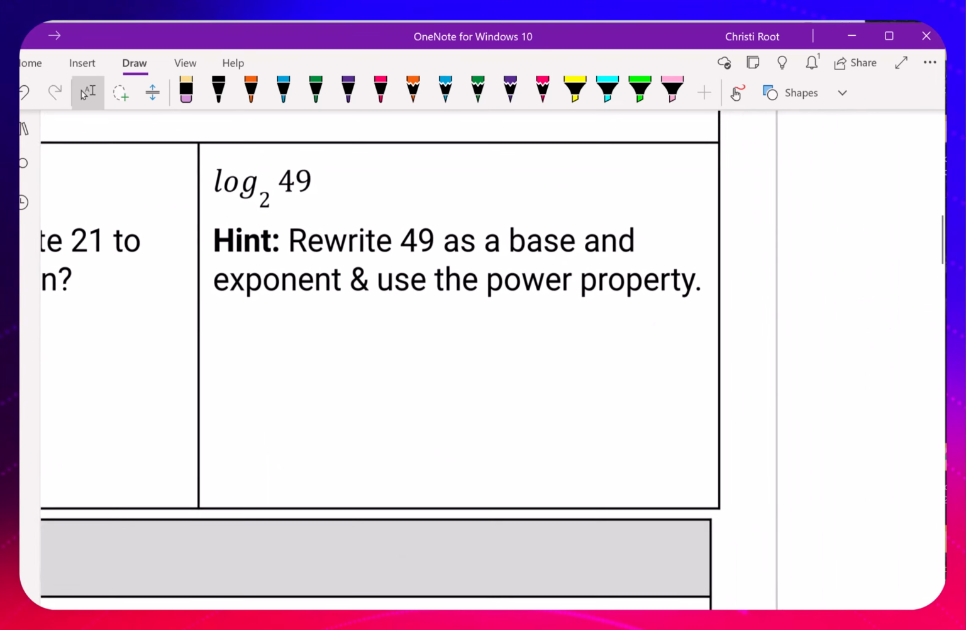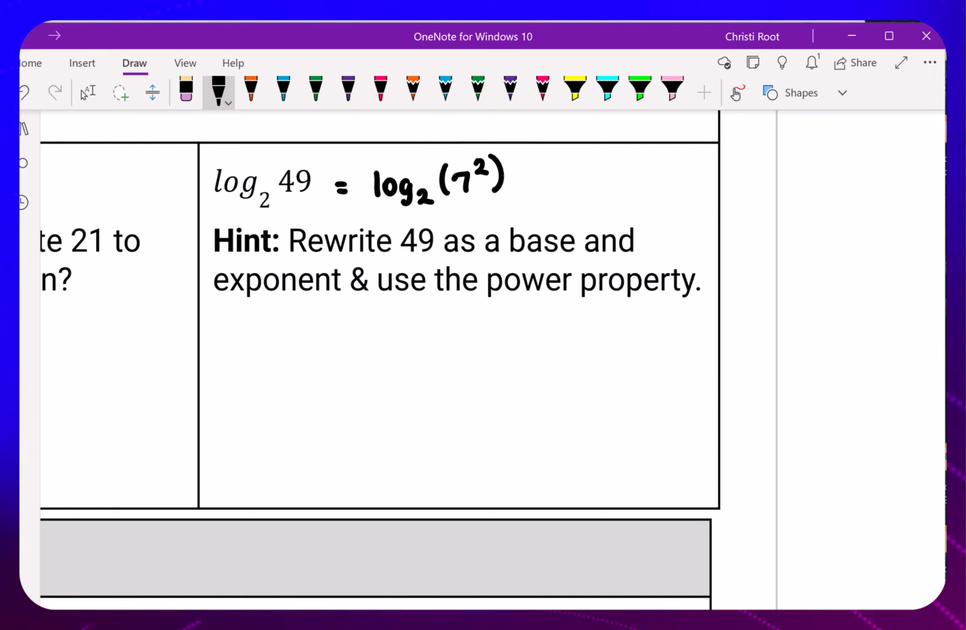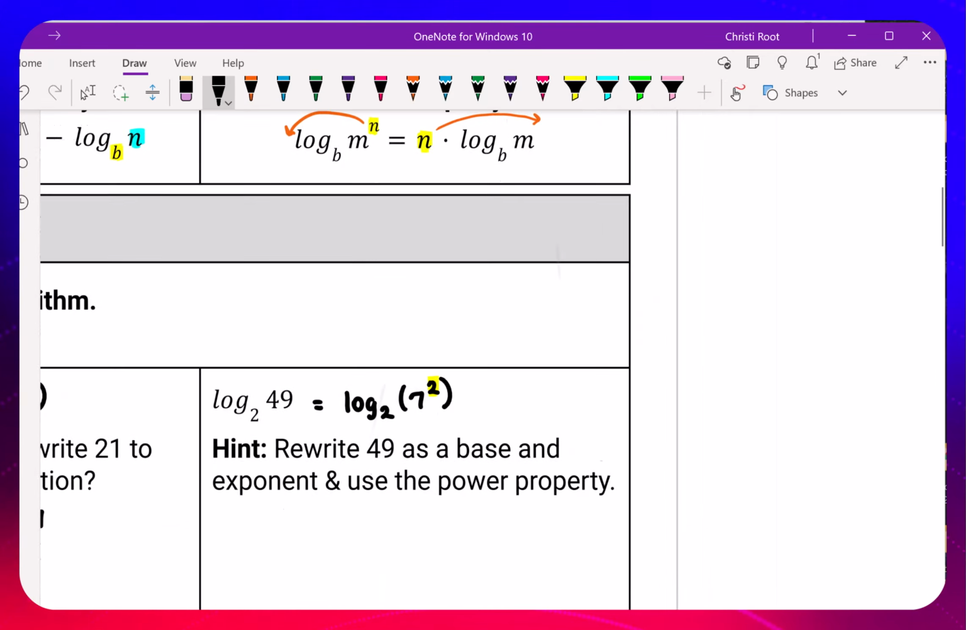This last one here, what we want to do is rewrite the 49 with a different base, because I can't change 49 into 3 times 7 or any combination thereof, but I can rewrite it with a different base. So what about base 7? So I know that that is 7 squared, and this is the product property. Oh, I said it wrong. That is the power property.